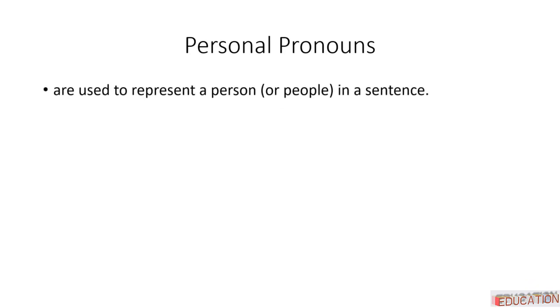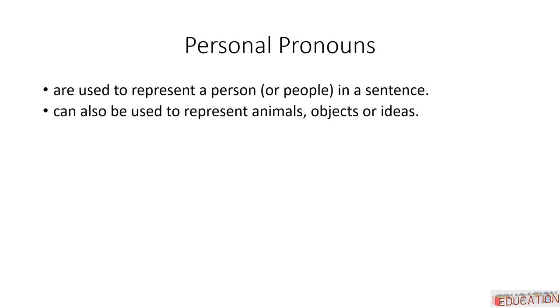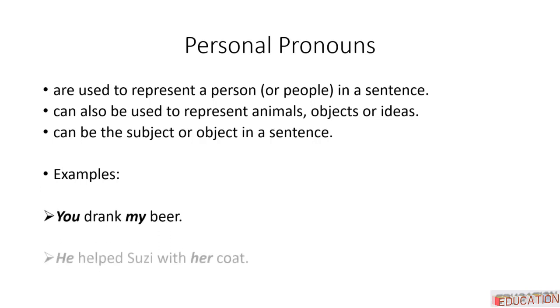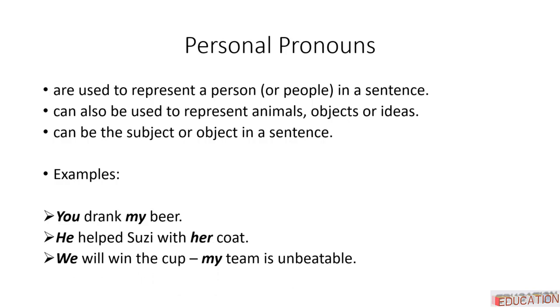Personal pronouns are used to replace a person or people in a sentence. But they can also be used to represent animals, objects, or ideas. They can be the subject or object. Some examples. You drank my beer. He helped Susie with her coat. We will win the cup. My team is unbeatable.